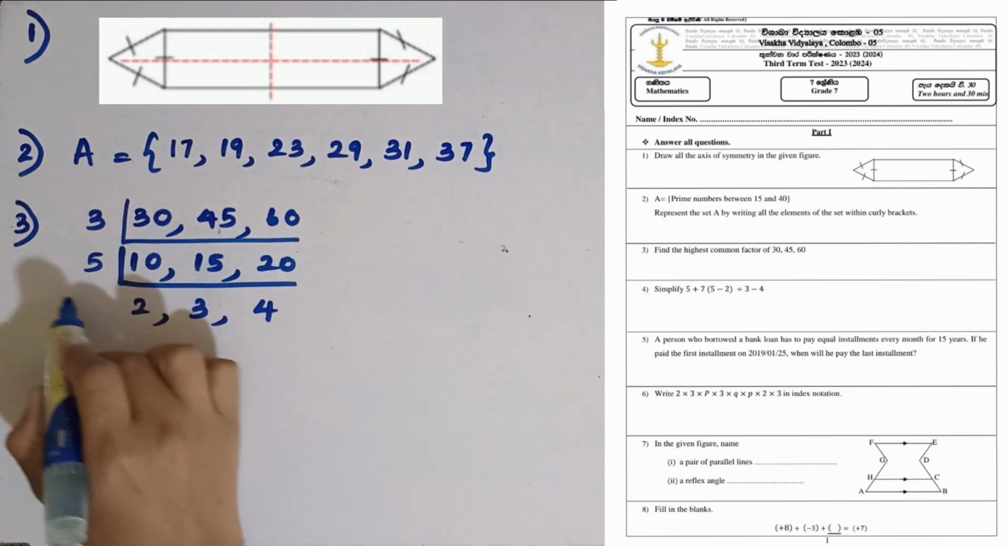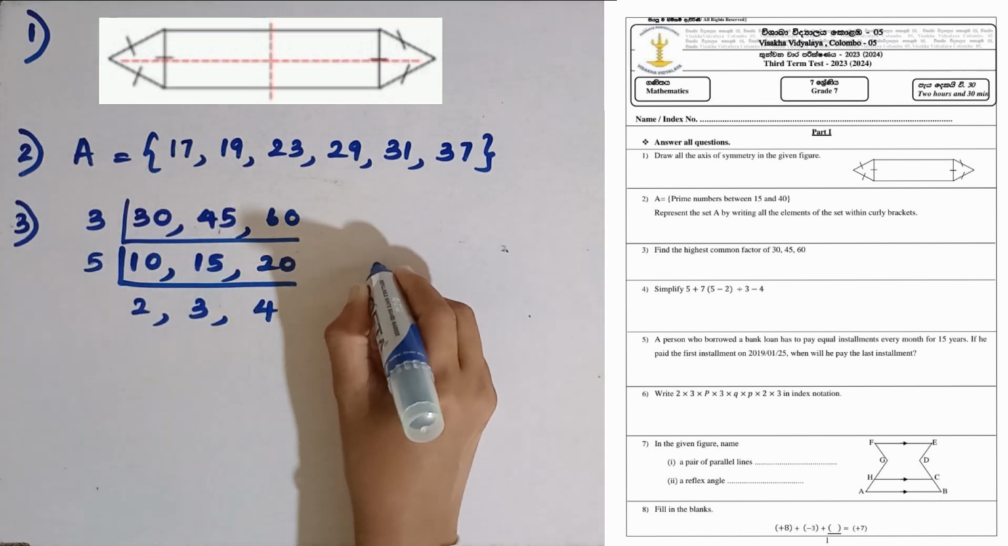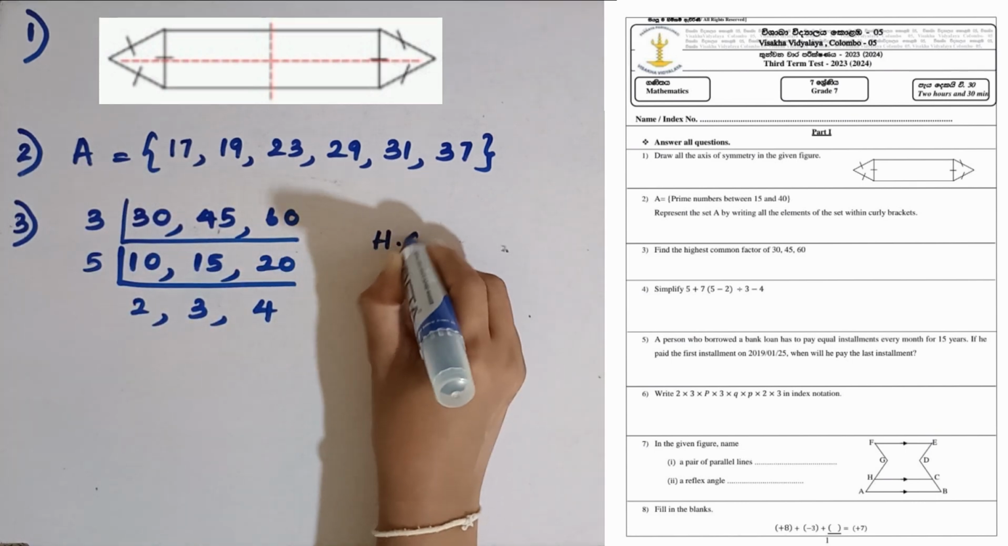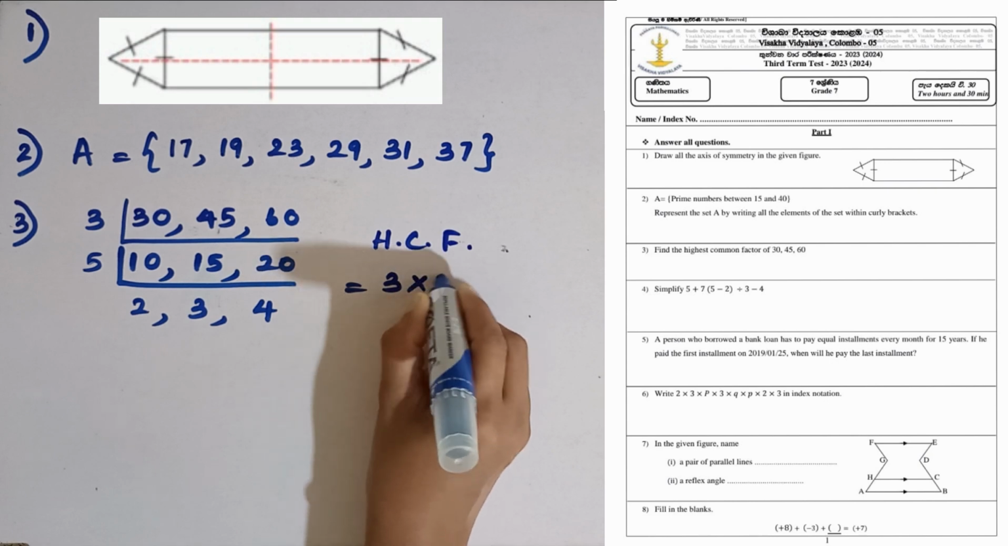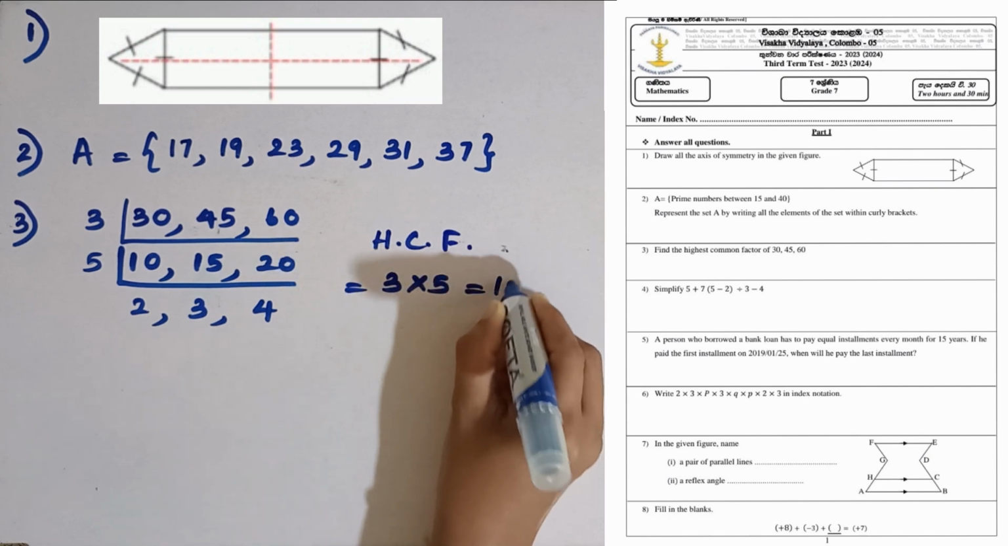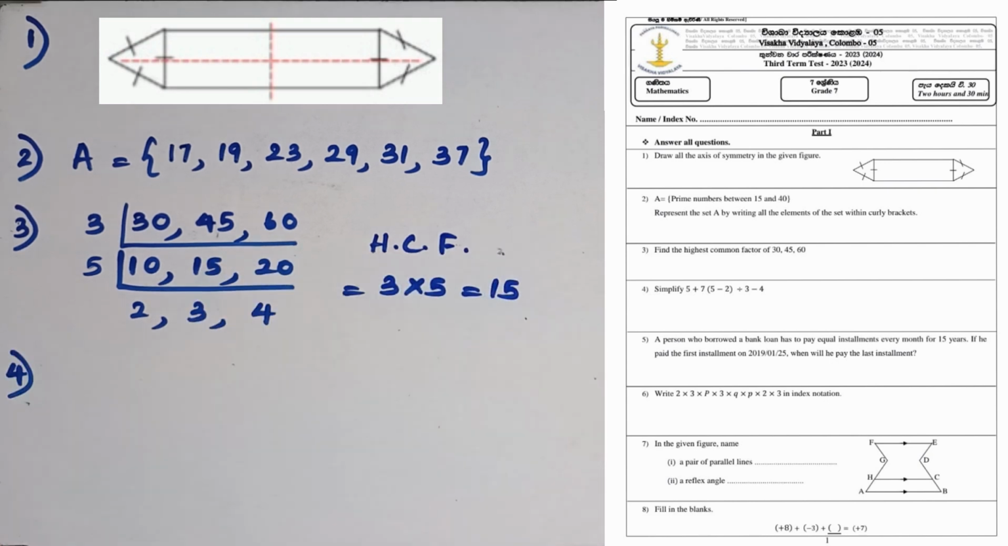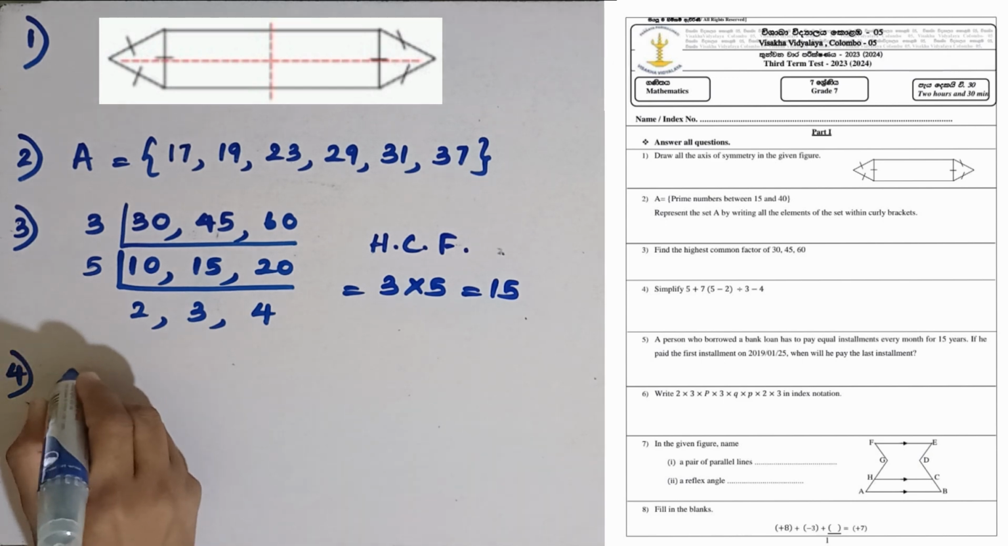Then we have to take the multiplication of these two numbers. HCF is equal to the multiplication of 3 and 5. That is 15. Question number 4. Simplify. We are given this mathematical operation.